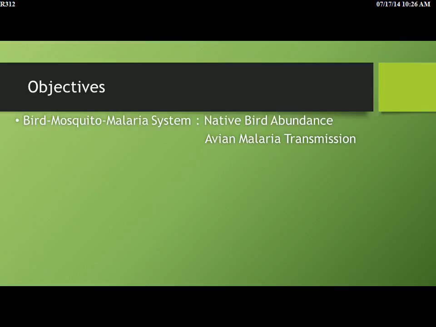So today I'm going to talk about, I just showed you two outputs from the modeling process we've been going through. Particularly, I think the key focus is on what's going to happen to the native birds. But also, I want to talk a little bit about what's going to happen to malaria transmission as we go into the future.